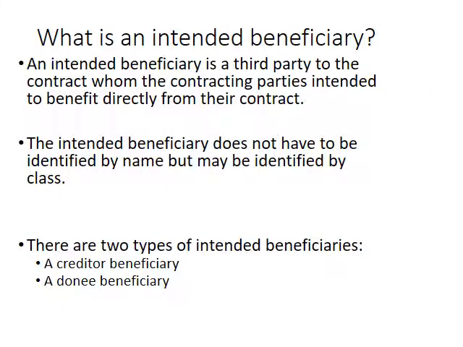An intended beneficiary is a third party to the contract whom the contracting parties intended to benefit directly from their contract. The intended beneficiary does not have to be identified by name, but may be identified by class. There are two types of intended beneficiaries, a creditor beneficiary and a donee beneficiary.